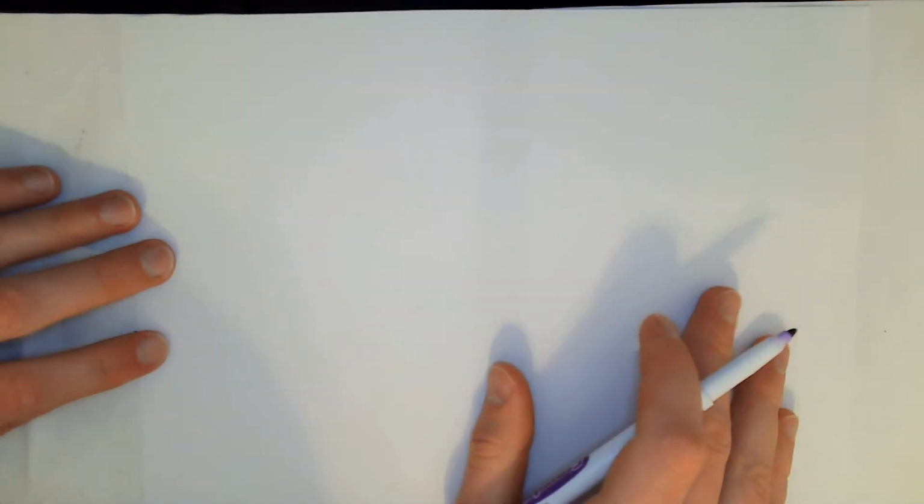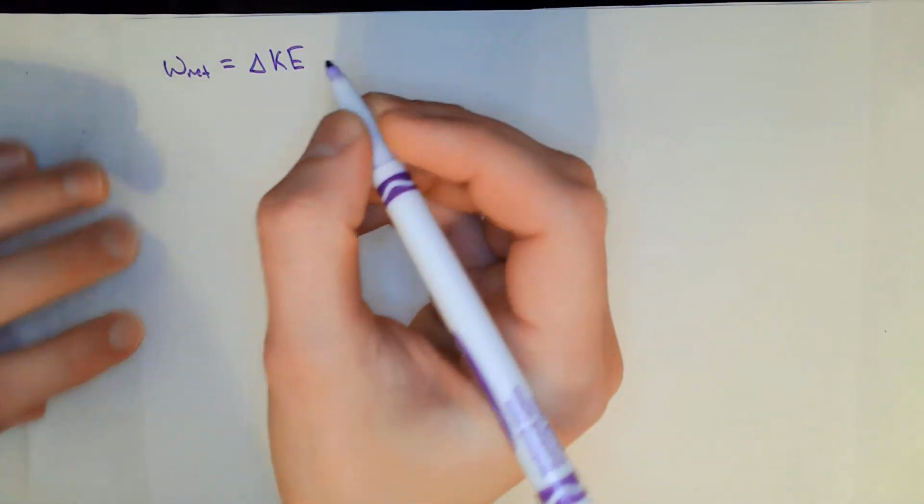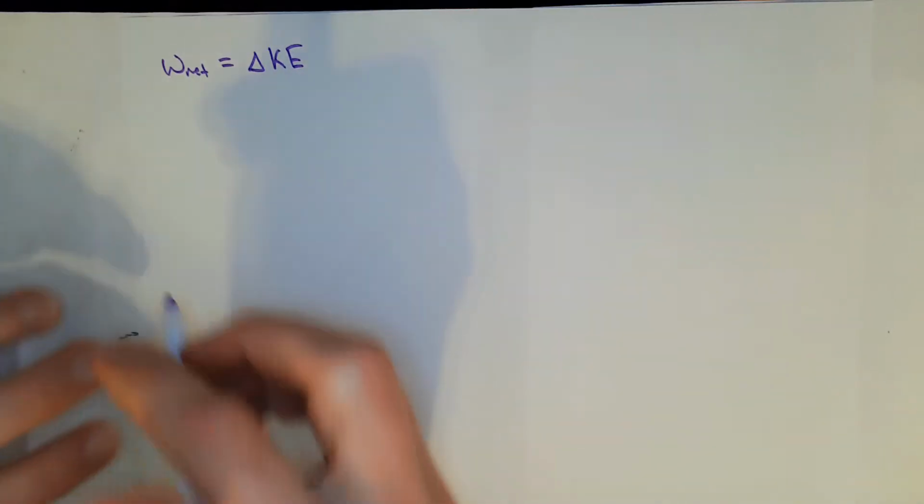Alright, so now I want to talk about gravitational potential energy. So we have more than just kinetic energy. Overall, our overall work is equal to delta KE. We'll keep that in mind. But we also have potential energies.